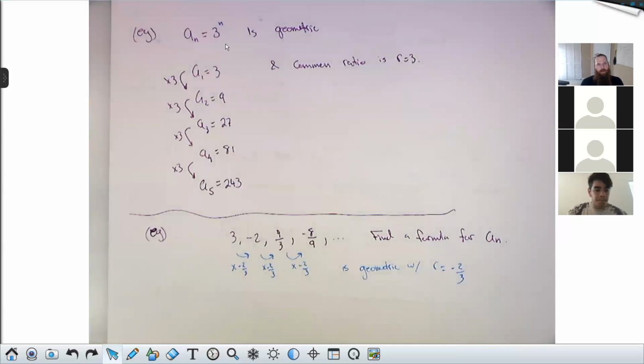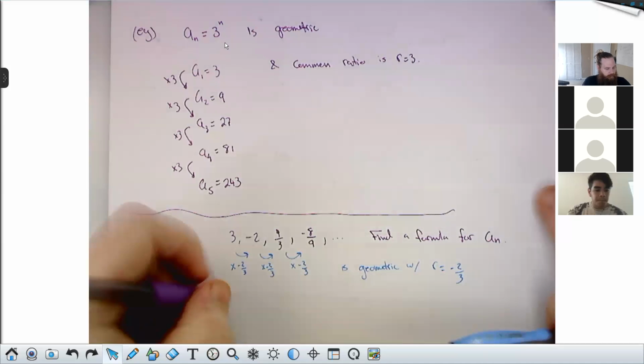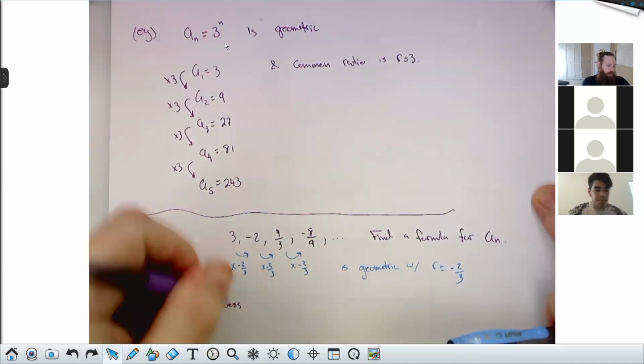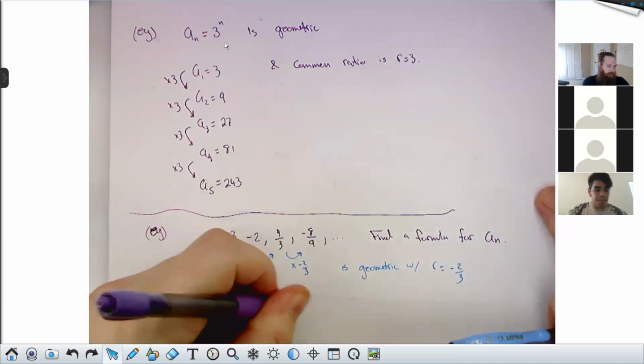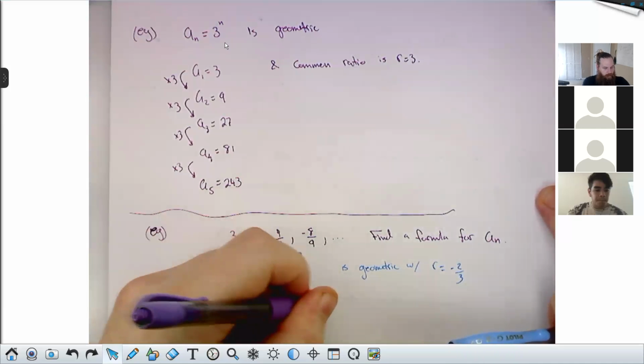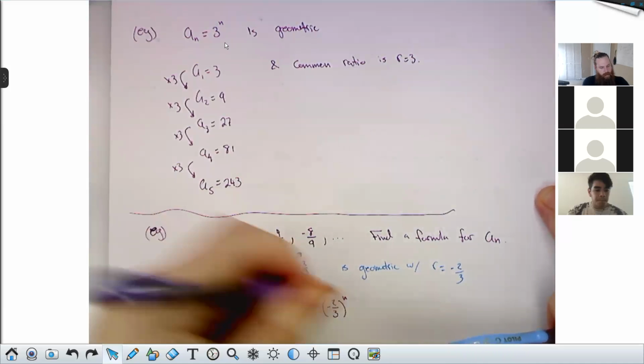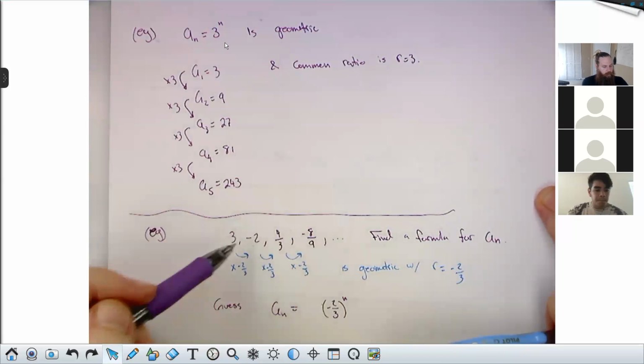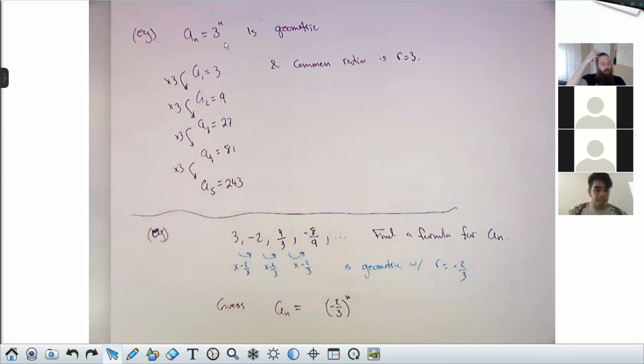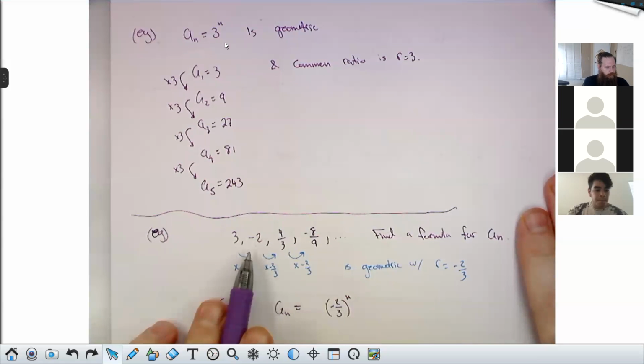Now, if you compare that to our last guy, an equals 3 to the n, here the common ratio was 3, and the formula for an was just 3 to the n. So we might guess that an is something like -2/3 to the n, because every time we're moving from one term to the next, we're multiplying by another copy of -2/3. Now, of course, this doesn't work, right? If you plug in n equals 1, you don't get 3. If you plug in n equals 2, you don't get -2.